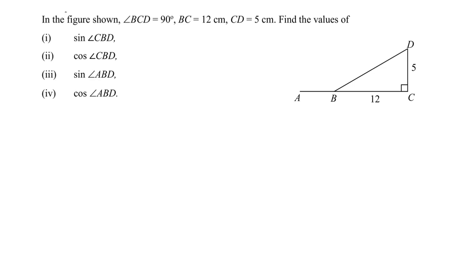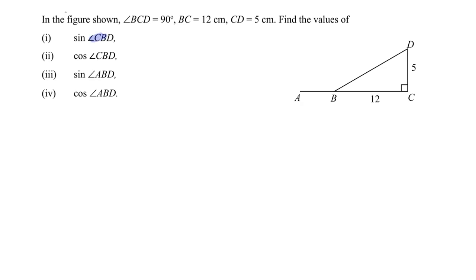We are given a figure where angle BCD is 90 degrees, BC is 12 cm and CD is 5 cm. Find the values of sine CBD, cosine CBD, as well as sine angle ABD and cosine angle ABD.